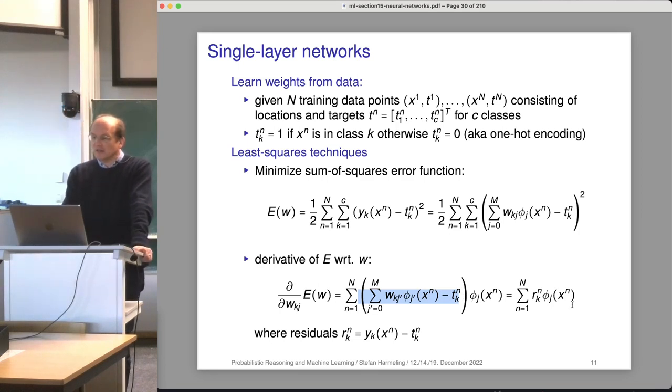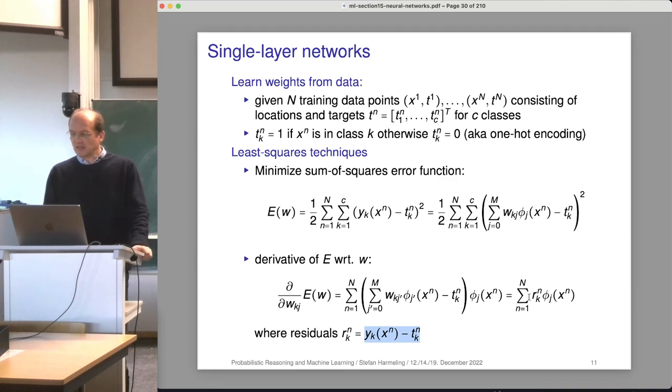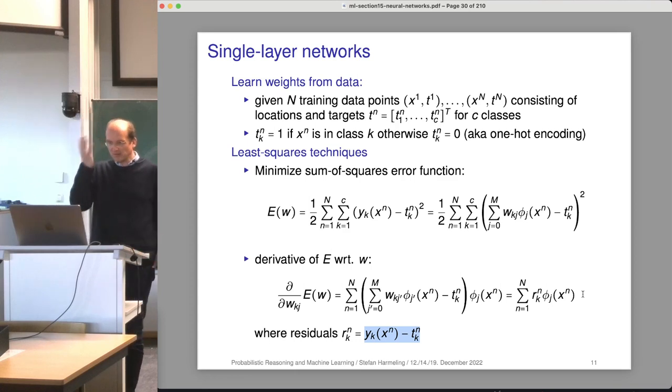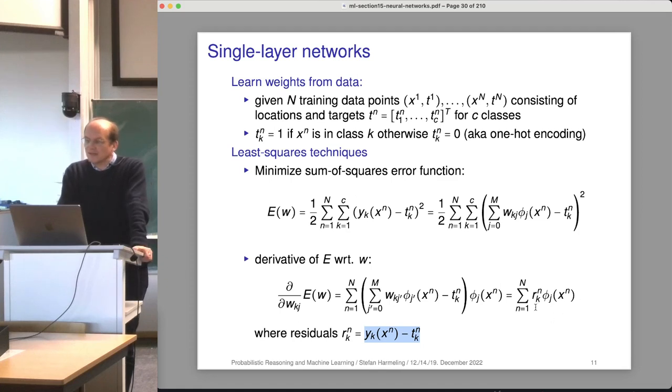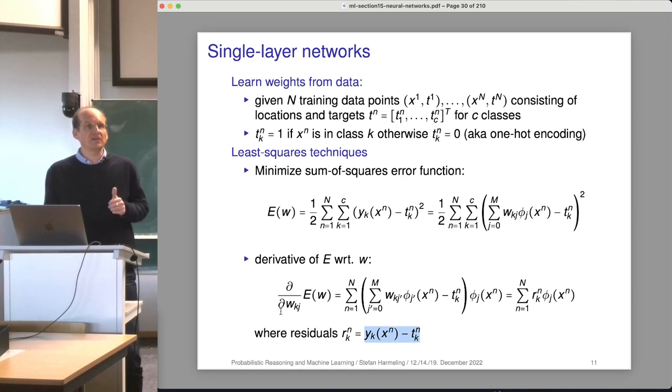And this can be rewritten also nicely by saying I'm having these residuals, where the residuals could be positive or negative, and then I'm basically summing up over all residuals times the activations of these basis functions. And now you could think about whether it makes sense or not. So let's say the residual is quite large, meaning there's a big mismatch between the true distribution and the one that got computed, okay? If it's very large, it means there will be a large change also in my weight, right? Because I'm using the gradient now to modify my weight using gradient descent.